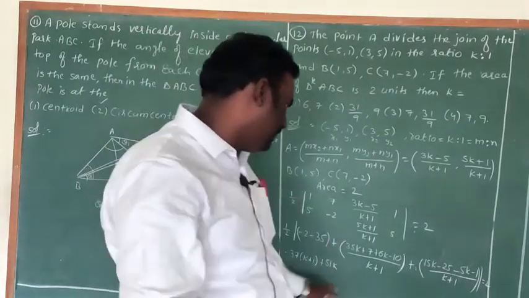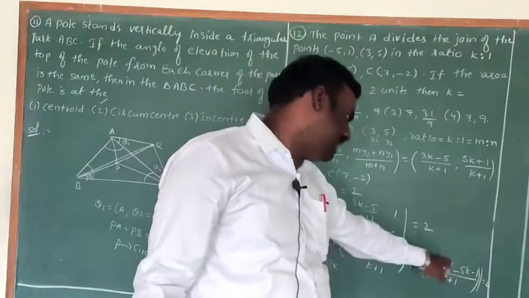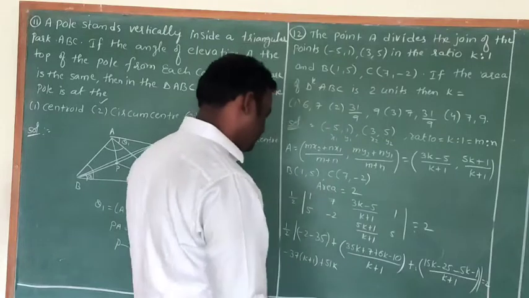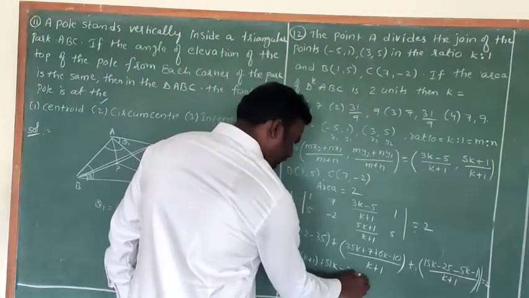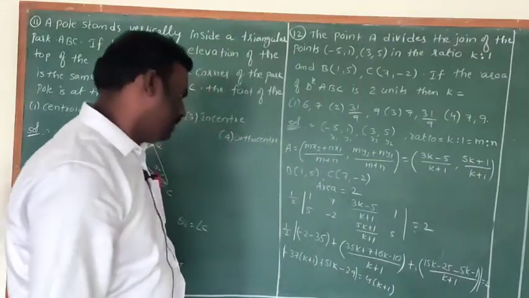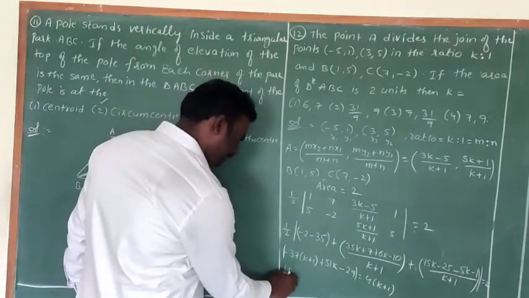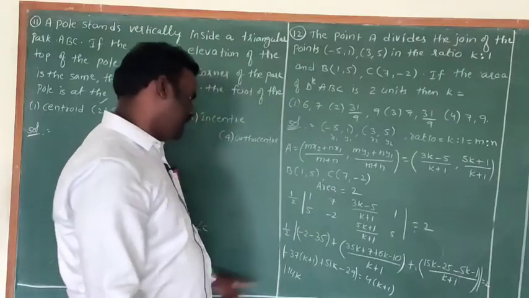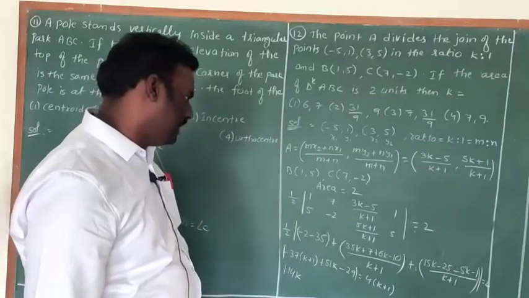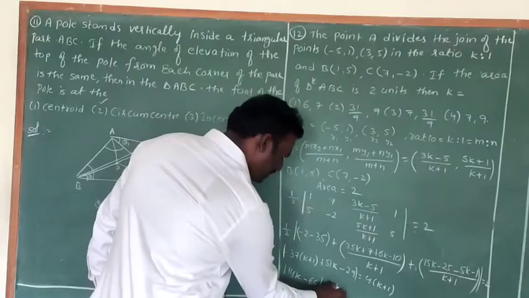Next, 7 minus 10 minus 3 minus 3, minus 26 minus 29 is equal to 4 into k plus 1. Now 51 minus 37, 14k. Minus 37 minus 29, minus 66 equals 4k plus 4.